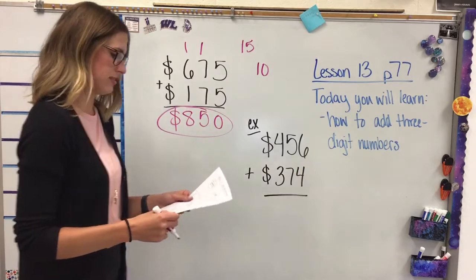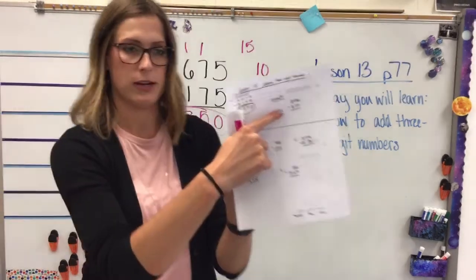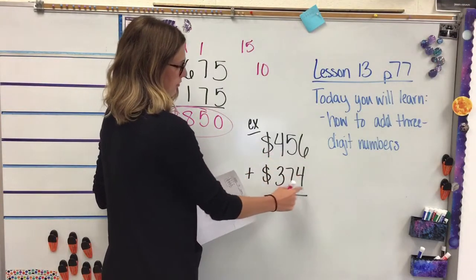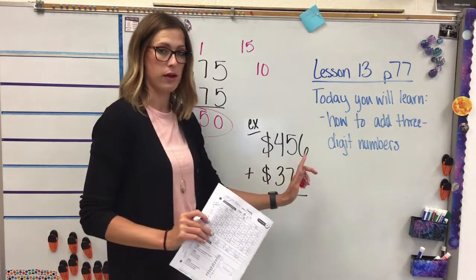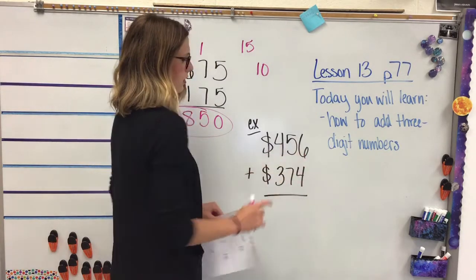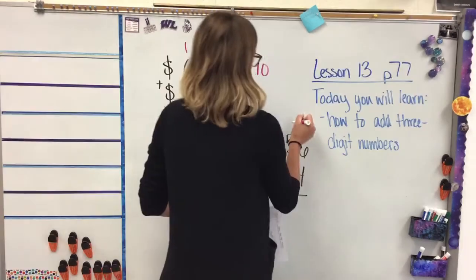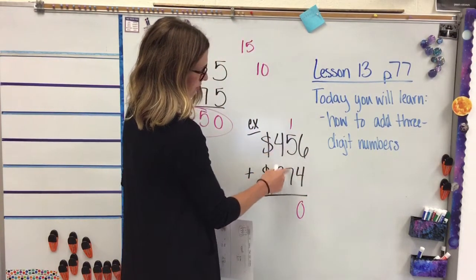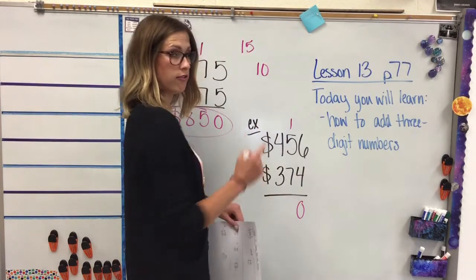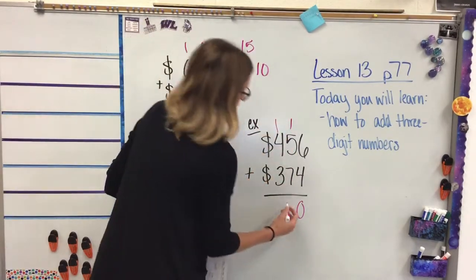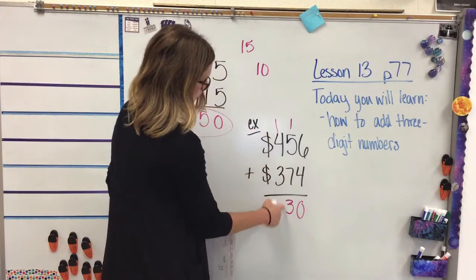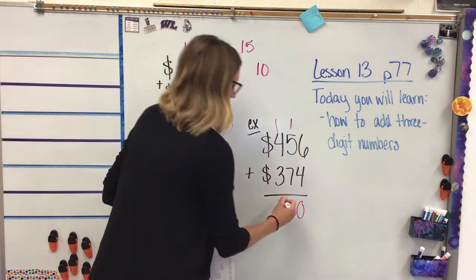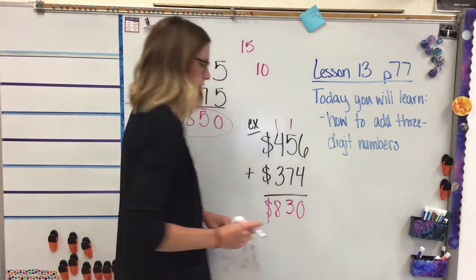Let's go on ahead with our example. You'll see that right next to it on your paper right here. All right, our example says $456 plus $374. Remember, we're going to start all the way with our ones column. 6 plus 4, we get 10. 1 goes up, 0 comes down, right? 10. Then we get 5 plus 7. 5 plus 7 is 12, plus 1 more is 13. 1 goes up, 3 comes down, right? 13. Then we add 1 plus 4, we get 5, plus 3 more equals 8, so we get 830.